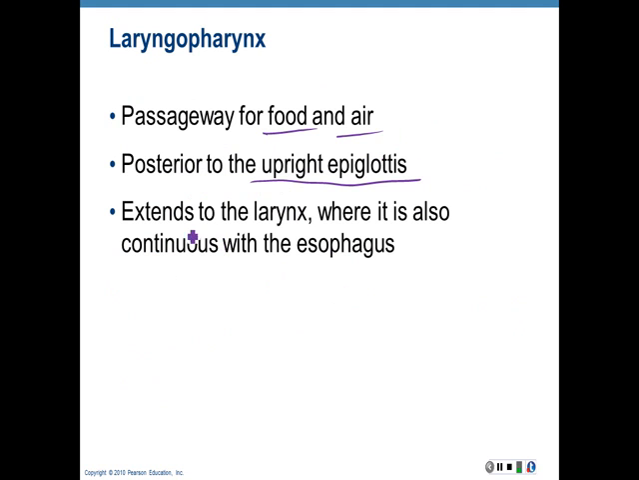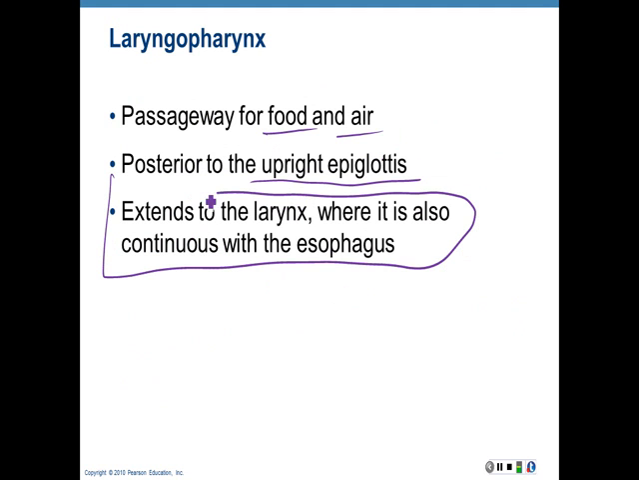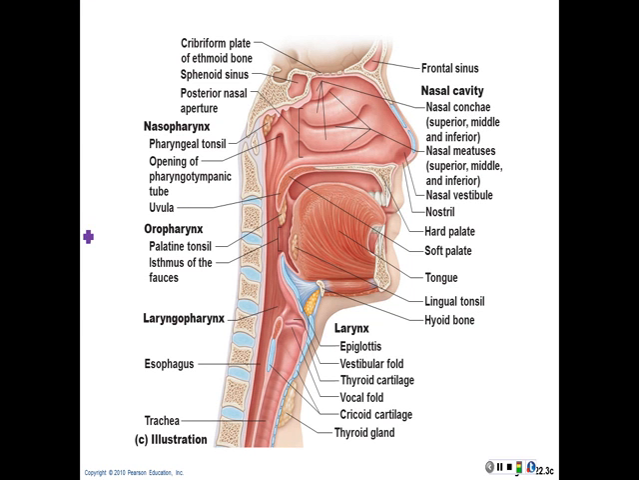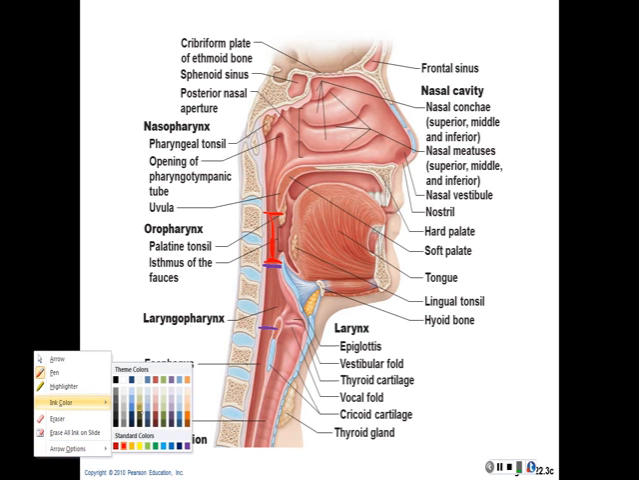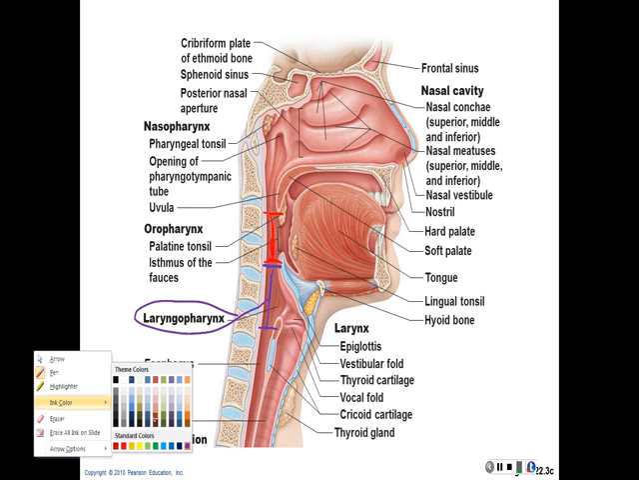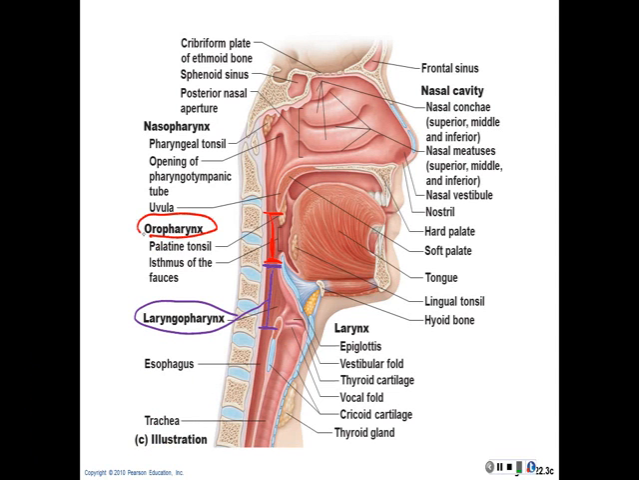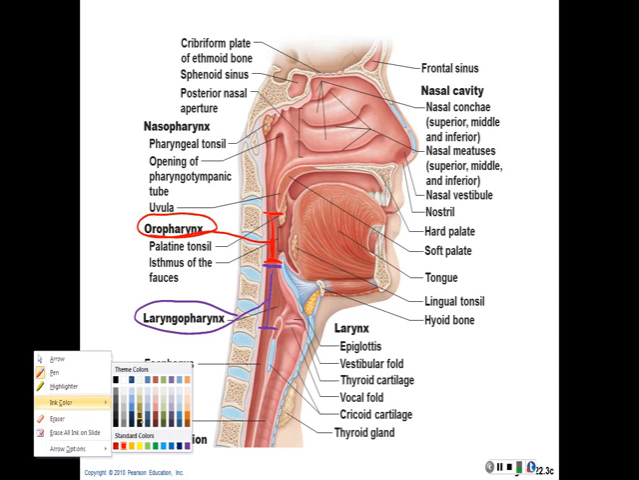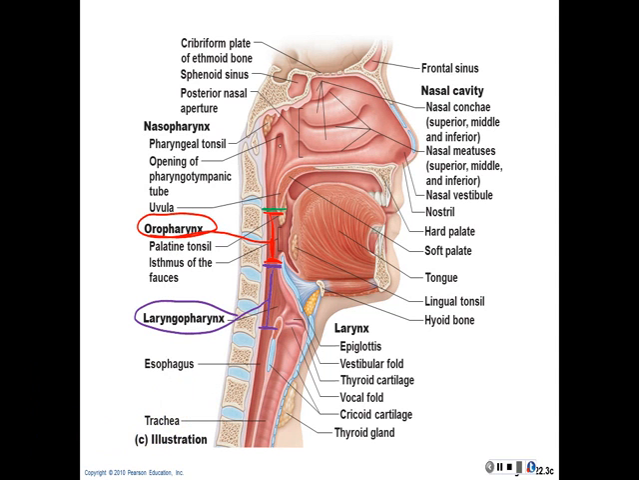All right, laryngopharynx is a passageway for both food and air. It is behind an open epiglottis, and it extends down to the base of the larynx, where it is also effectively the same as the esophagus. So in this picture, again, you can see laryngopharynx is from here up to here. The oropharynx is from here up to here. And the nasopharynx, boy, I beat this idea to death, haven't I? From here up to here.